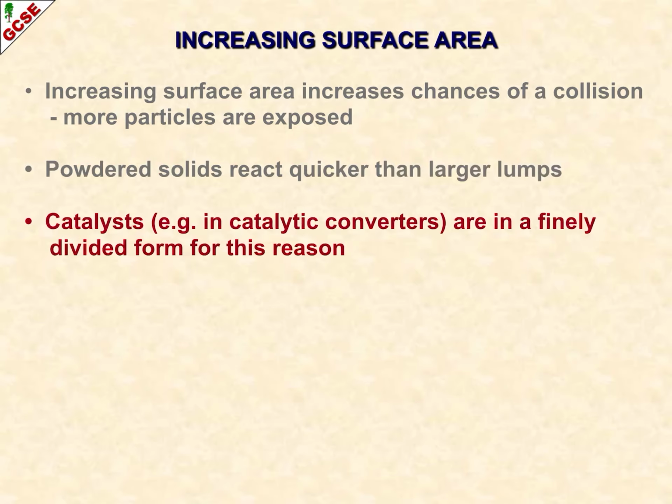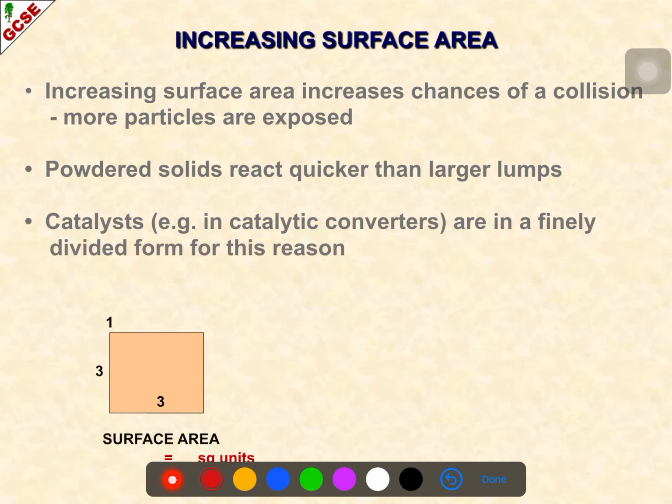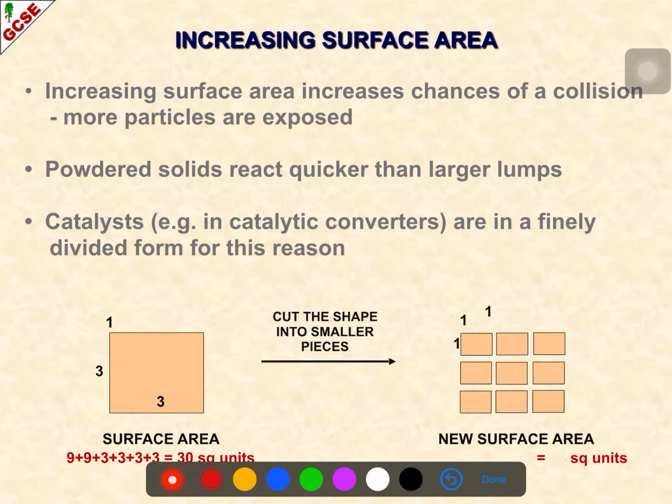This is an example. That's why catalysts are in a finely divided form for this reason. Most of the catalysts are in powder, so that the rate of reaction will be faster. Here, this one has a low surface area, and the other one has a higher surface area.